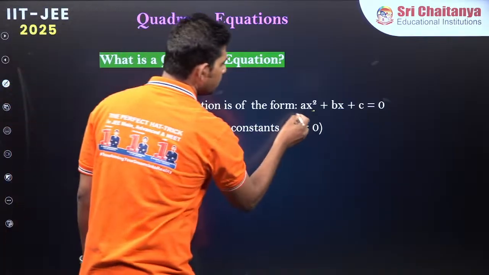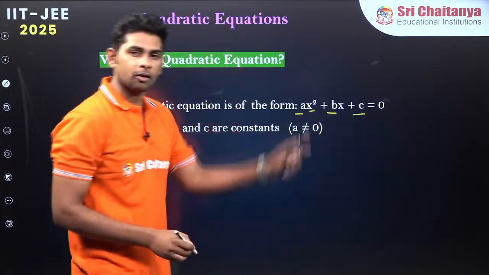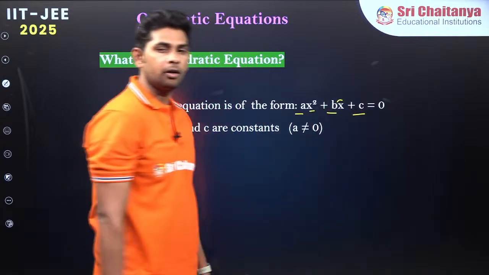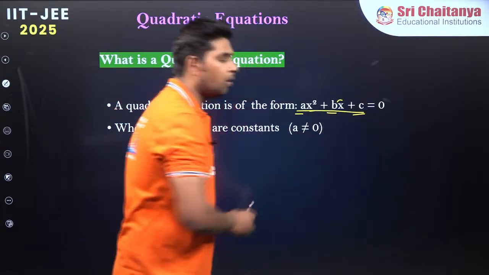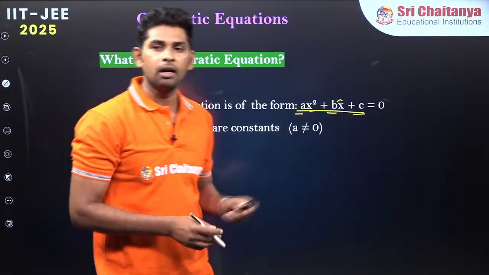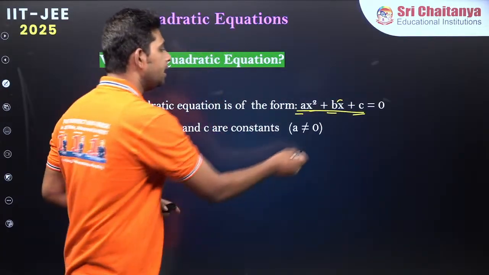Right, x is the variable, and a, b, c are real numbers, the coefficients of x square and x, and the constant, equated to 0. This is a quadratic expression that we know already. When we take it equal to 0, that gives us what? A quadratic equation. And here a is not equal to 0.